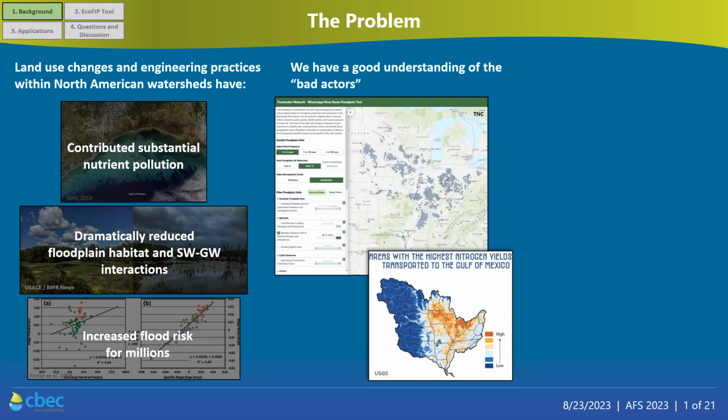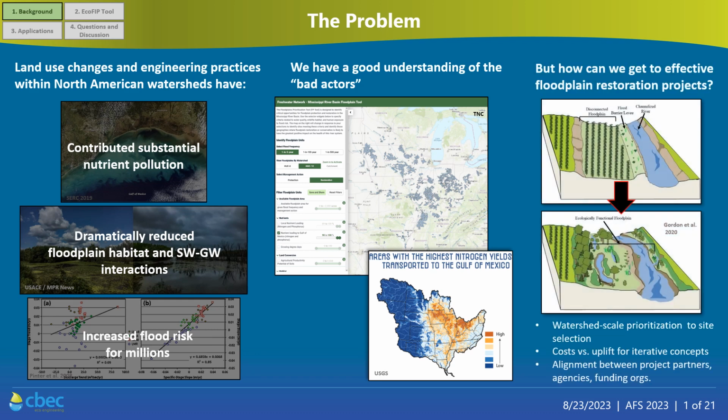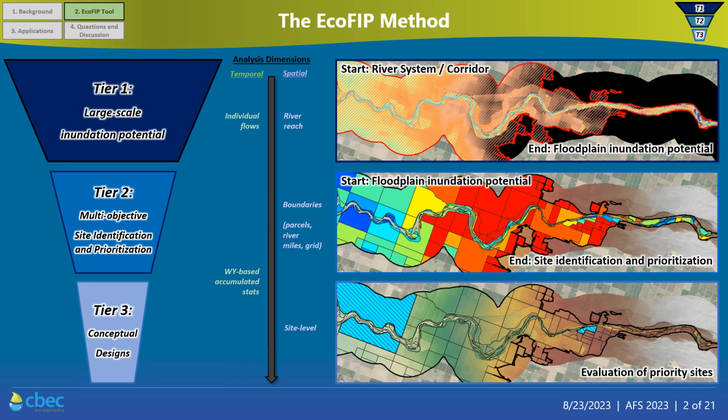And while we have a good understanding of what the bad actors are within a given system, there historically hasn't been a great way to get to effective floodplain restoration projects at scale. So, starting with a watershed scale prioritization scheme and getting all the way down to site selection, using cost versus uplifts to be able to do iterative design concepts, and ultimately in a way that fosters alignment between project partners, agencies, and funding organizations. We aim to address all of those shortcomings with the EcoFIP tool.